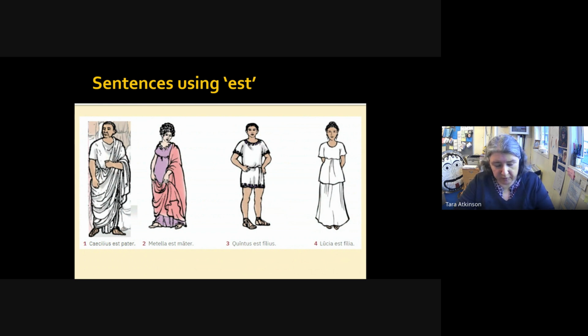Caecilius est pater. Caecilius is the father. Metella est mater. She's the mum. She's the mother. Quintus est filius, Quintus is the son, and Lucia est filia, Lucia is the daughter. If you did Latin a long time ago at school and you don't remember Lucia, don't worry, you're not going mad. She is new.